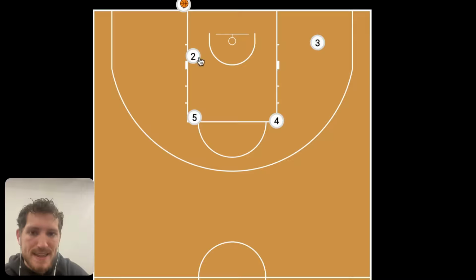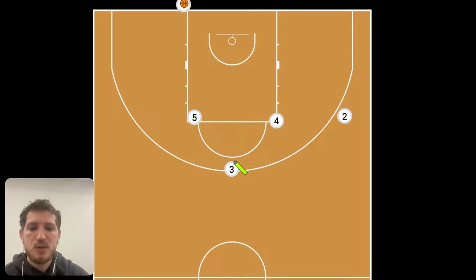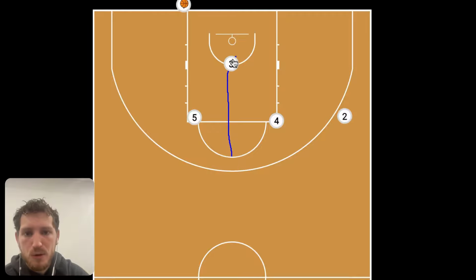Okay, so let's look at that again. Let's reset. So let's bring number 3 up here to the 3-point line. Let's bring number 2 back in our straight line. So again, we're going to start with number 3, looking for the basket. Can we cut right here? Can we look for it? If not, if we don't have an open layup there, we're just going to continue moving, right?